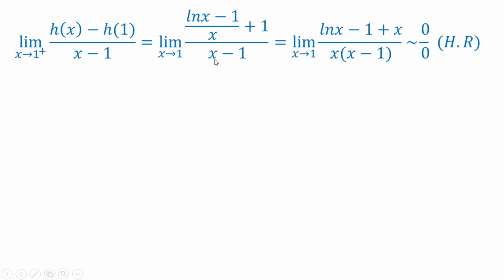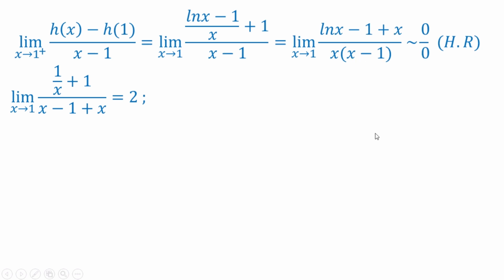This is plus 1. Making a common denominator, we get ln x minus 1 plus x over x, times x minus 1. Common denominator and the numerator: ln x minus 1 plus x over x. So this x comes down: x times x minus 1. If we substitute x by 1, ln 1 is 0, and x minus 1 gives 1 minus 1, 0, and here 0.